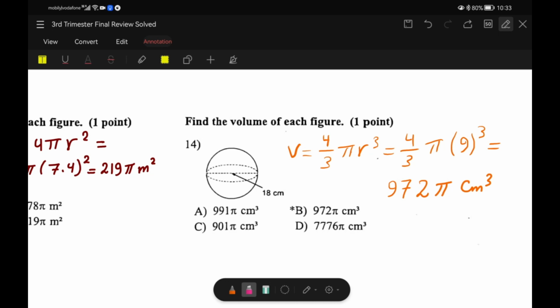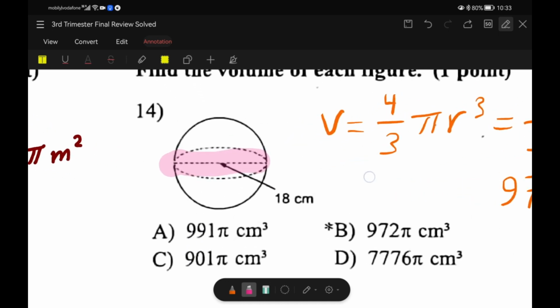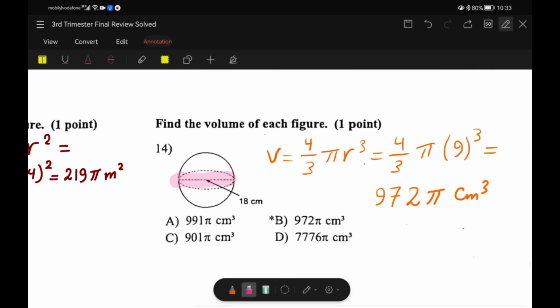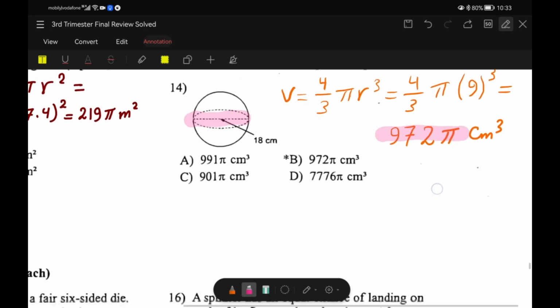Anyway, the volume of that shape equals 4 over 3 times pi times r cubed. Actually, here we have the diameter. It's not the radius. So take half of that, 18. Half of 18 equals 9. So 4 over 3 times pi times 9 cubed. Use your calculator to find it, very easy. 972 pi cubic centimeters.